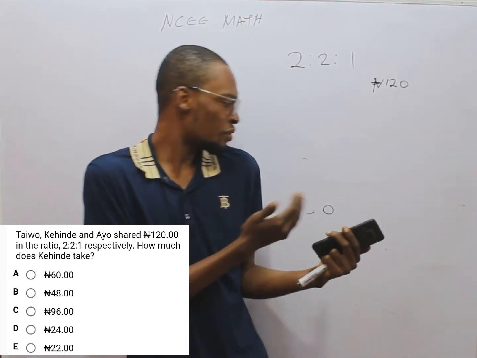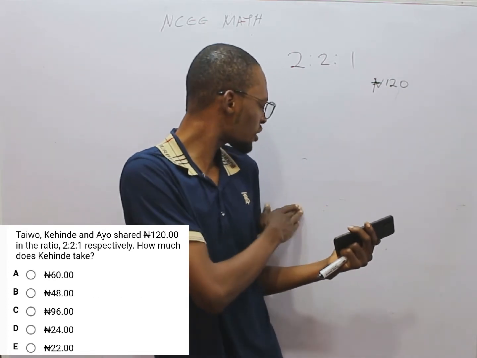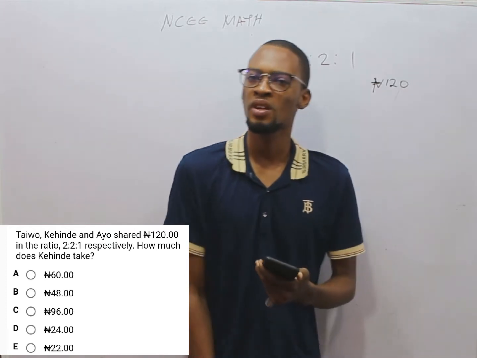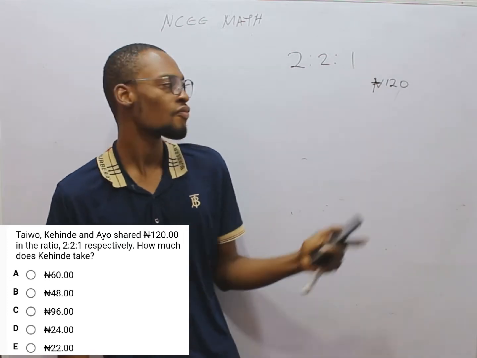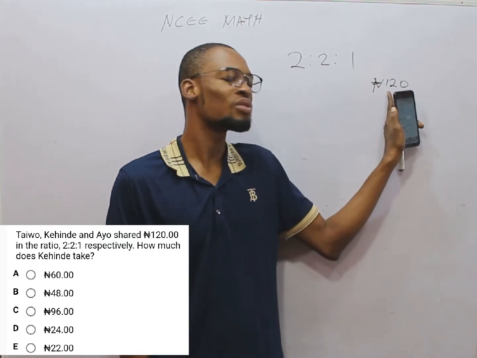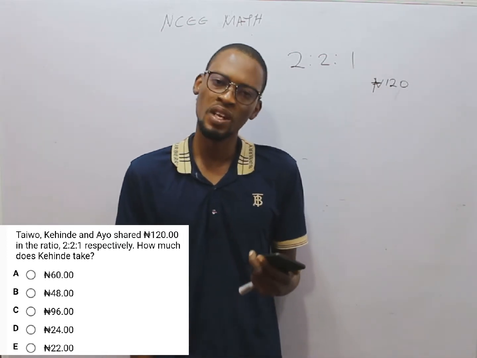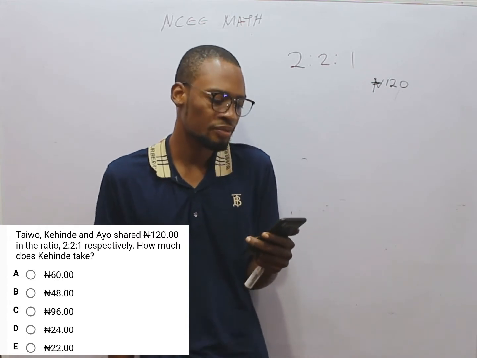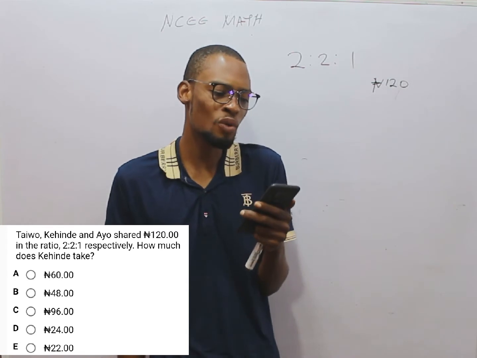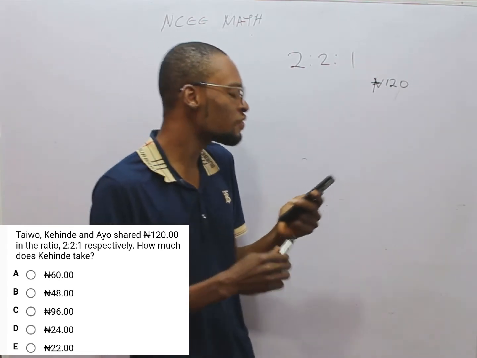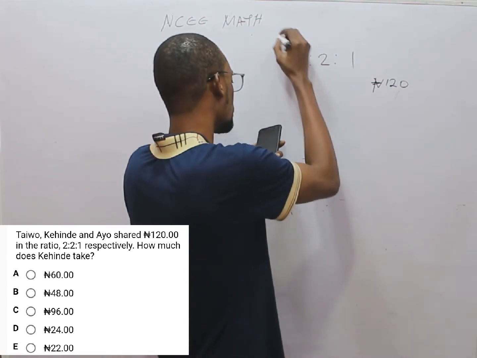You will see this type of question a lot. When you see something like this, what do you do? The first thing you ask yourself is, what is the total amount? The answer here is 120 naira. How many are they? 3. Which means they shared it in the ratio 2:2:1 respectively. Respectively means the ratio here is for Taiwo.